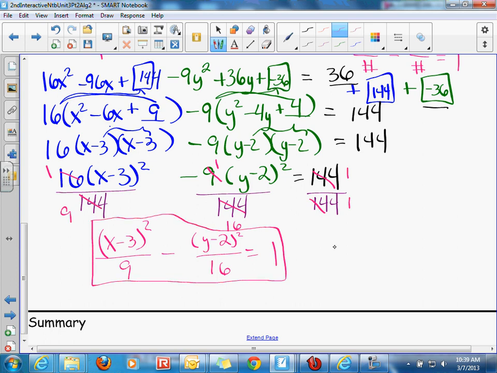And the center of that would be at 3, 2, coming from the h and the k from the formula.